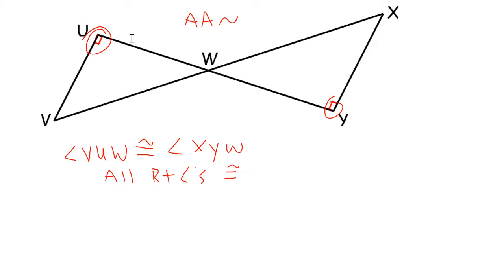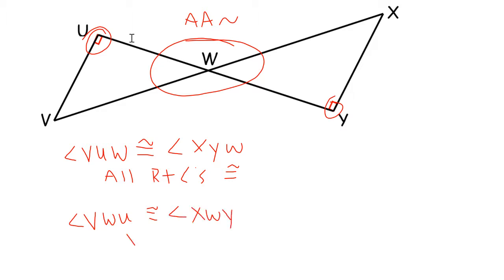All right. What other angle can I make? Well, I got these angles that intersect right here. Again, the vertical angles, they are congruent. So I've got angle VWU is congruent to angle XWY, and that's by vertical angles.